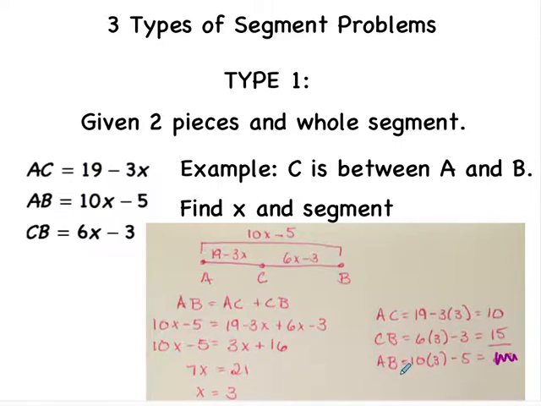So when I substitute into AB, AB is 10x minus 5, or 10 times 3 minus 5. That's 30 minus 5, or 25. You notice how I caught my error this way? These two segments have to add together to equal the whole. That is type 1. For type 1, you add the pieces together and set it equal to the whole.